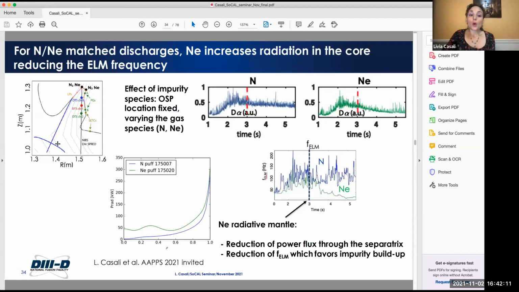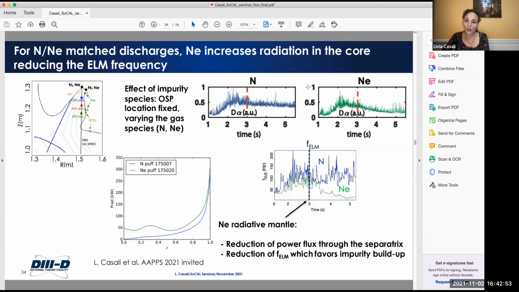So now I'm going to describe the other part of the experiments that we did. Now we fixed the strike point location at the inner slanted, which we thought, and just demonstrated, was the best location for impurity retention, and then we varied the species. As I'm showing here, neon turned out to increase the radiation in the core. This was expected just by looking at the LZ function.